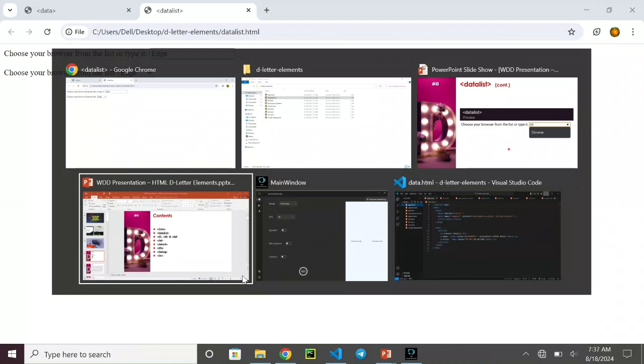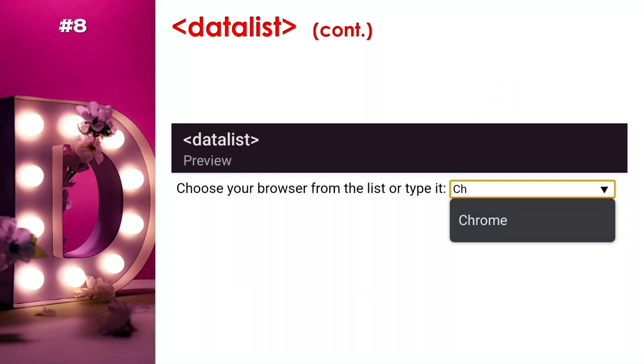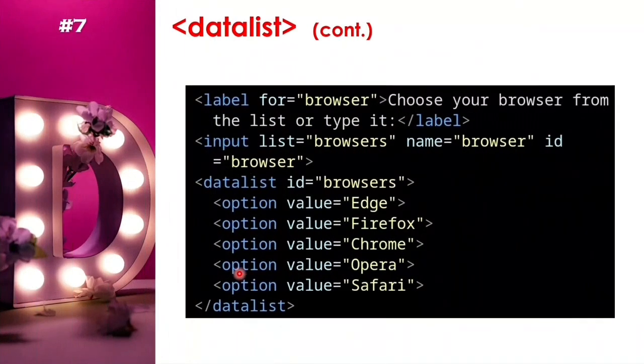It's pretty handy, it's pretty useful. Okay, so that's the syntax. You have an input, the list attribute should match the ID of the data list, and inside this you can provide option value, and then that's what's going to be used.